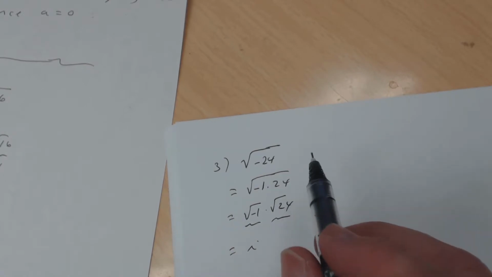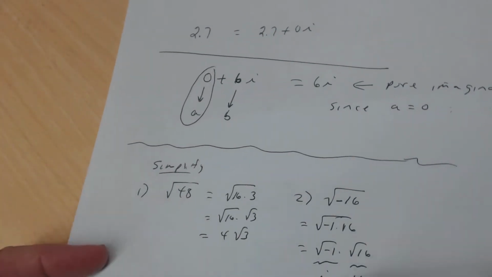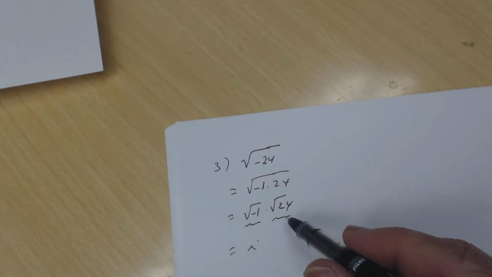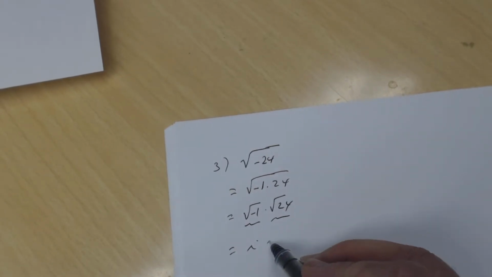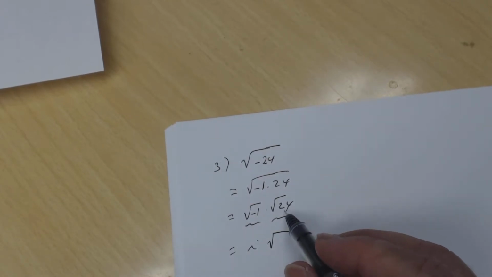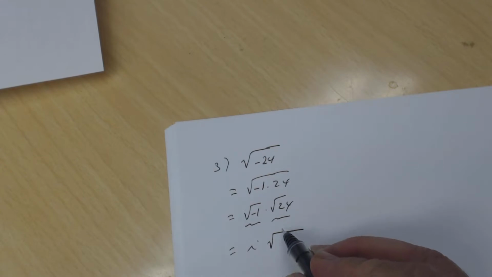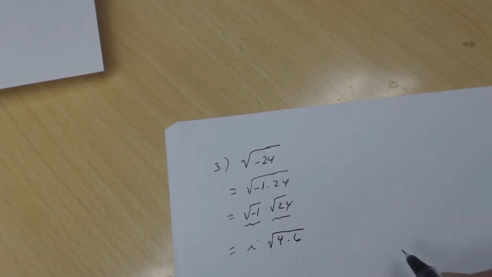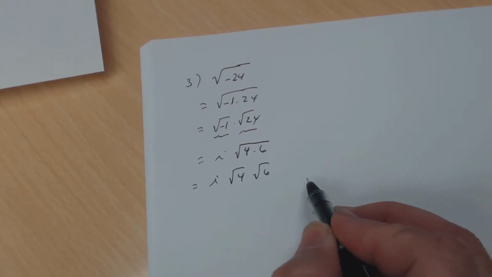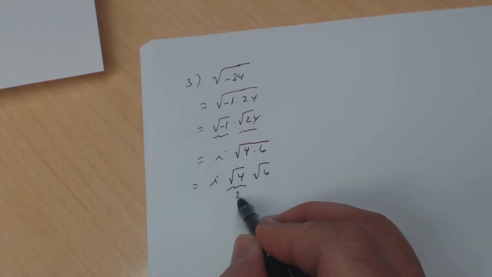24 is not a perfect square, so it's not as simple as this one. It's going to be this idea here. So, square root of 24. Let's think of the largest perfect square that goes into 24. The largest perfect square that goes into 24 is going to be 4, because I can write 24 as 4 times 6. Now, just like we did before, I'm going to rewrite this as a product of two radicals. So I get i times the square root of 4 times the square root of 6. And so this is 2 right here. Square root of 4 is 2.